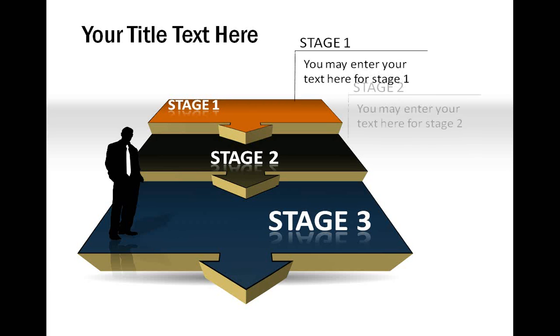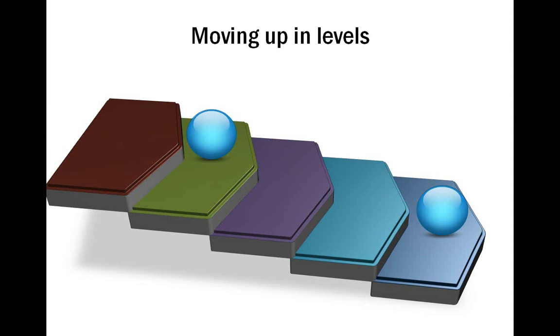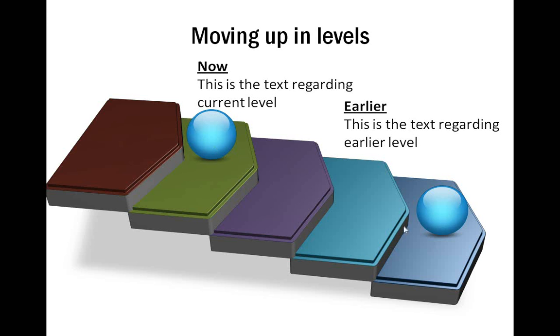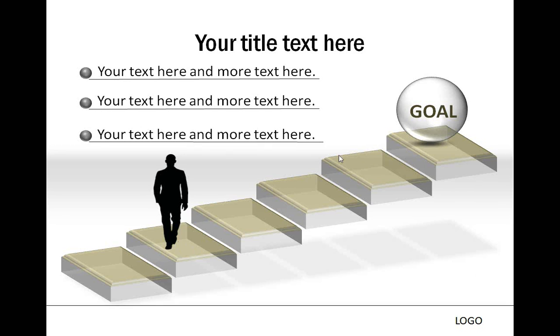This diagram template shows three stages in a process. It could be three stages towards recruitment. It could be anything. So this diagram template uses the same technique that we have used just now. In this diagram template, we showed the before and after scenario. So it could be the situation at present and the situation earlier. And in this diagram template, we showed the steps taken, steps needed to reach the goal. So all these diagram templates have been done following the same technique that we have used in this tutorial.